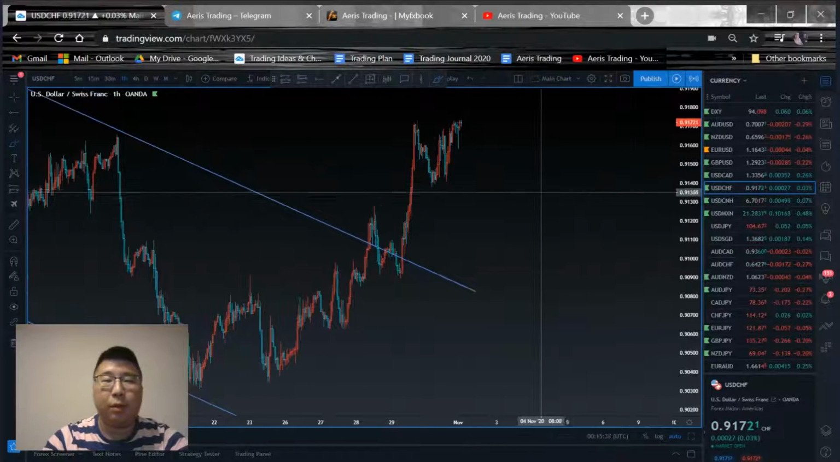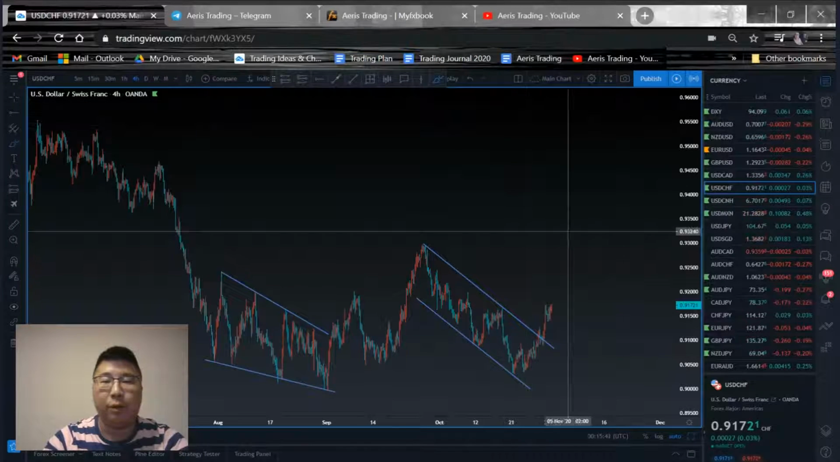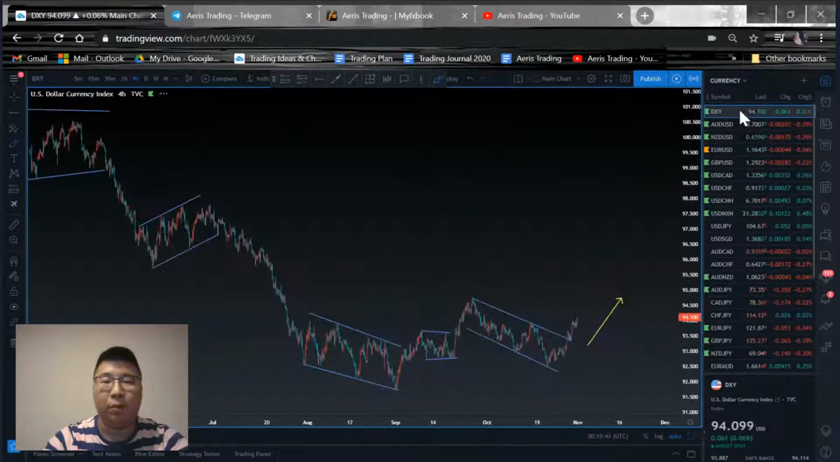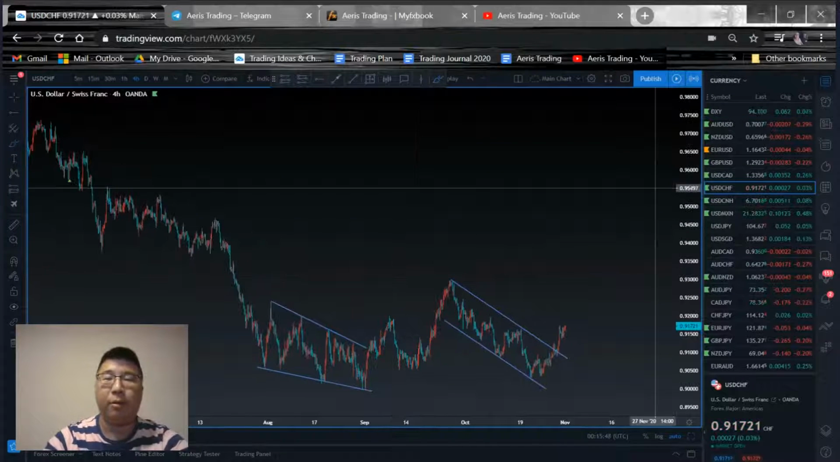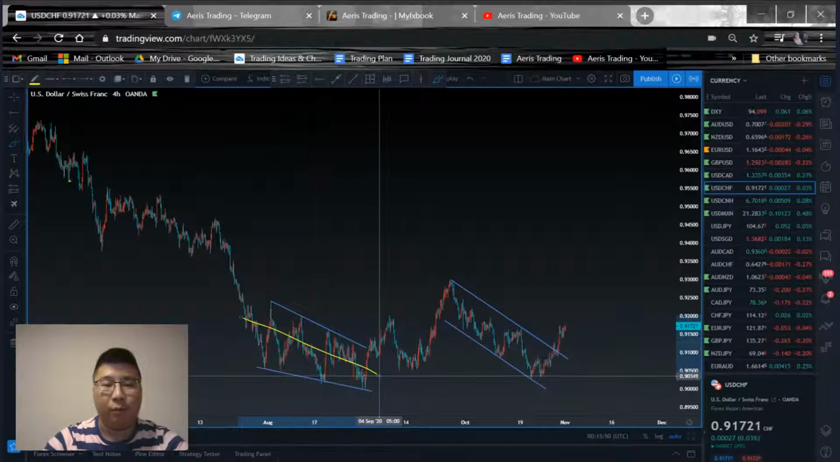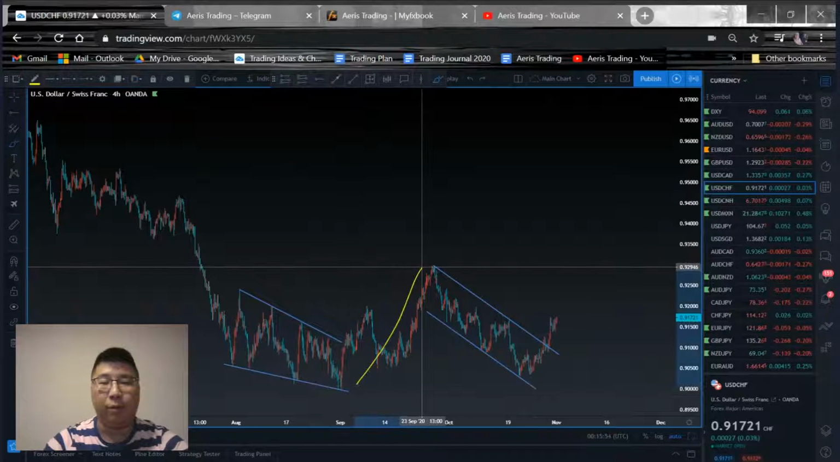So let's look at dollar Swiss. Dollar Swiss looks pretty good, very similar to the dollar index. I just go dollar index, right? Dollar index, dollar Swiss, very similar, right? So you're getting this overall reversal correction for this move, and you had this overall impulse correction.